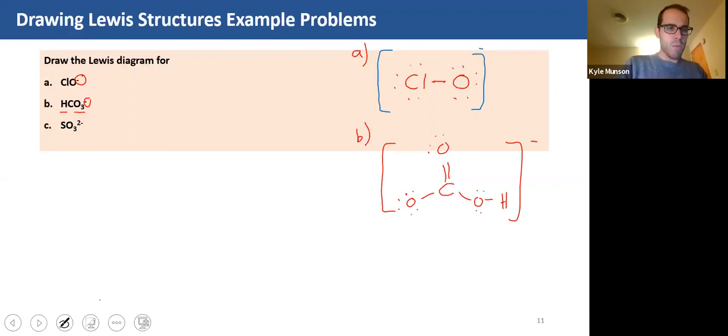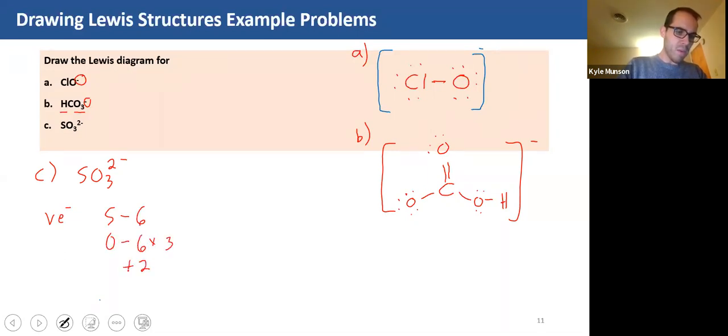So we have SO3 2 minus. You're going to get plenty more practice problems in the lab, like I mentioned. So valence electrons. For sulfur, I have 6. Oxygen, I have 6 times 3. Then I have 2 extra ones. That's 26 valence electrons.